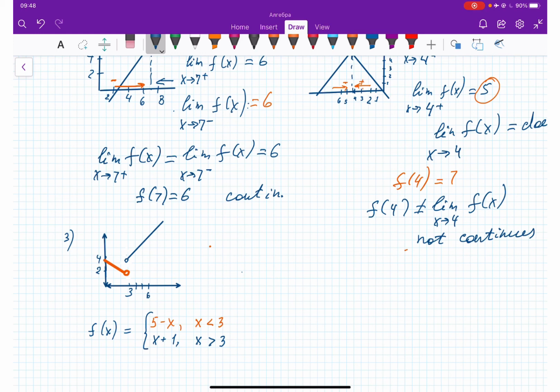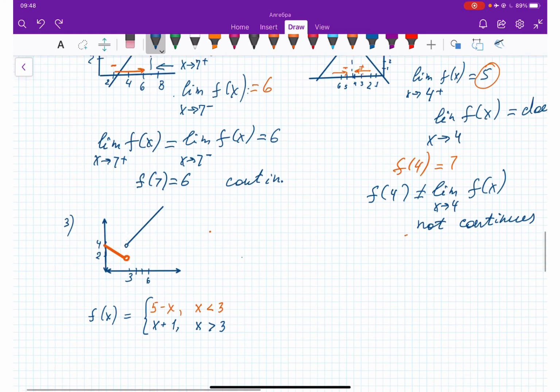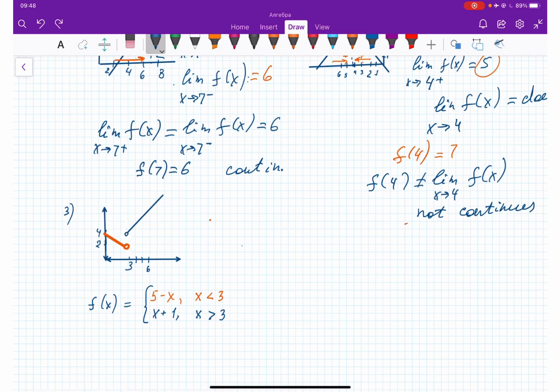From here I figured out that there is a hole. In both these conditions we don't have an equal sign. If I had an equal sign in this condition, there would be a solid point, which means 3 would be included. So let's look at continuity and find the one-sided limits, based on the graph.